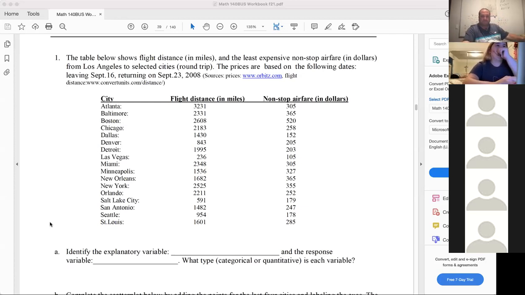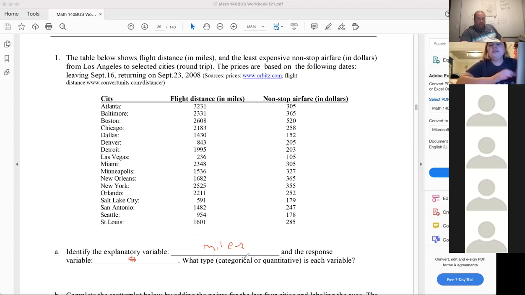Miles should be a variable. Dollars is a variable. Those are the things that are changing. But which one? This is Chapter 4, because 4 and 5 are together, but they go in order. Which one should affect the other? Should miles affect dollars or should dollars affect miles? The number of miles should affect the dollars. So the response is dollars and the explanatory is miles.